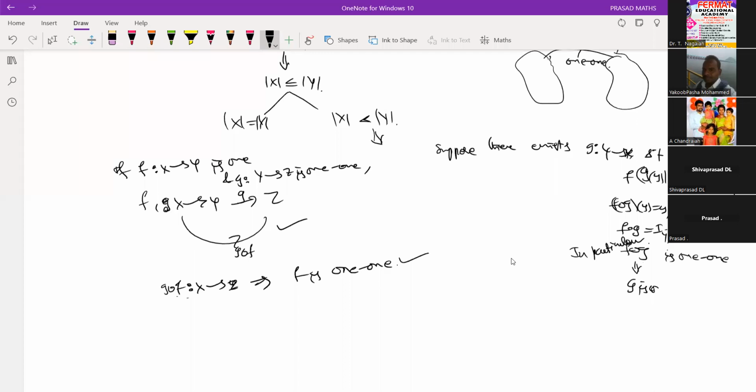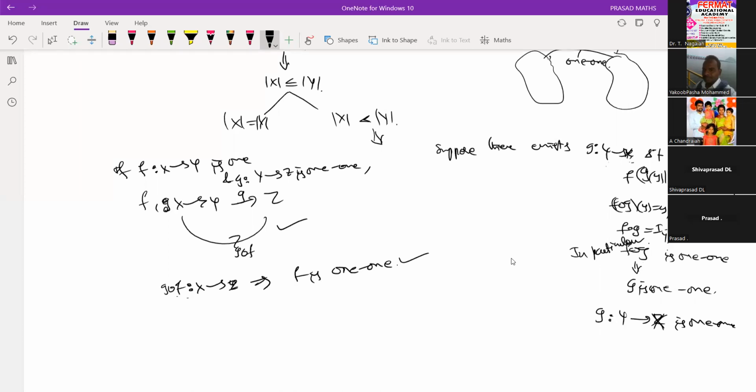Whenever g circle f is a 1-1 function, automatically f is a 1-1 function. Here, what is my g? g is a 1-1 function. But what is g actually? Y to Z is 1-1? No, Y to X. Sorry, Y to X is a 1-1 function, because I have taken g as a function from Y to X.